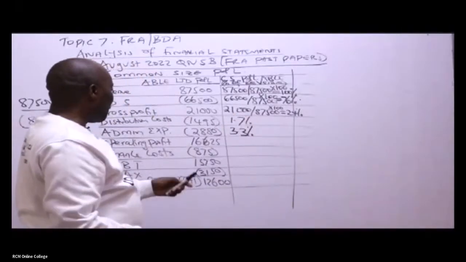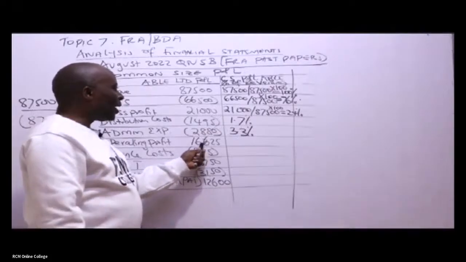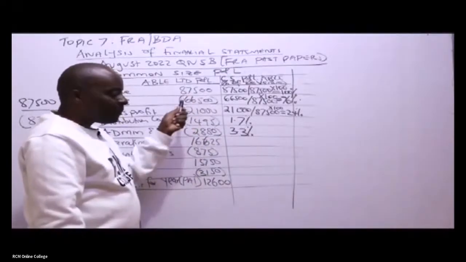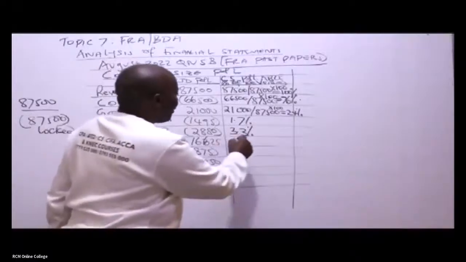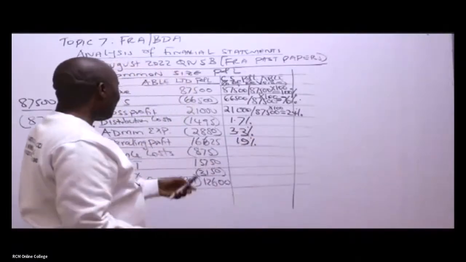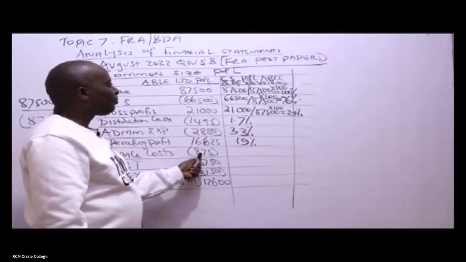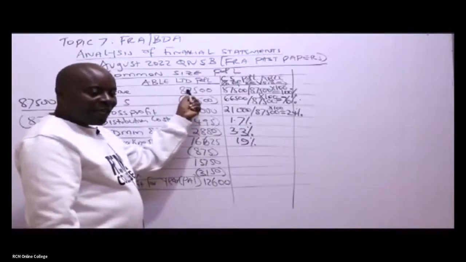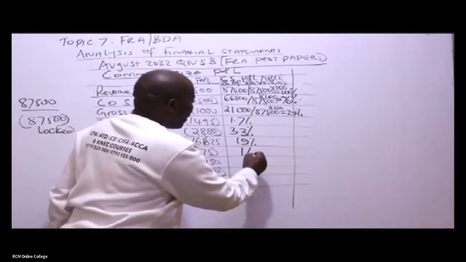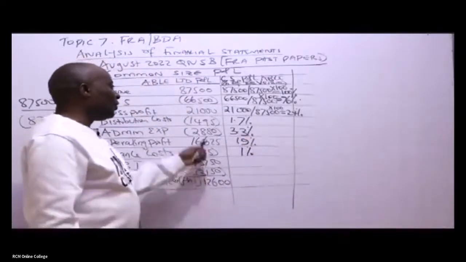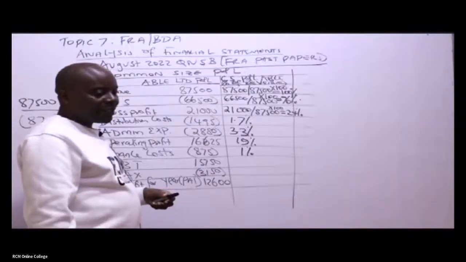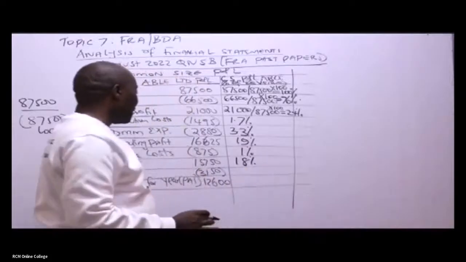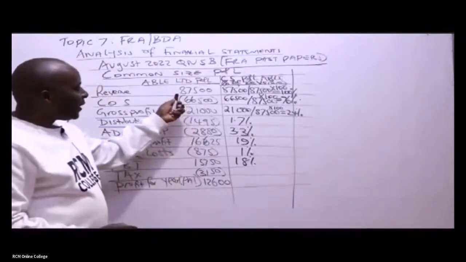And then we go straight away to operating profit, where you take this figure divided by 87,500. It doesn't matter, just take everything divided by the base. So we have here 19%. Then we have a finance cost, 875, divided by the base, the common size, 1%. Then we have 15,750 divided by the base, giving me 18%. And then we have 3,150 divided by 87,500.